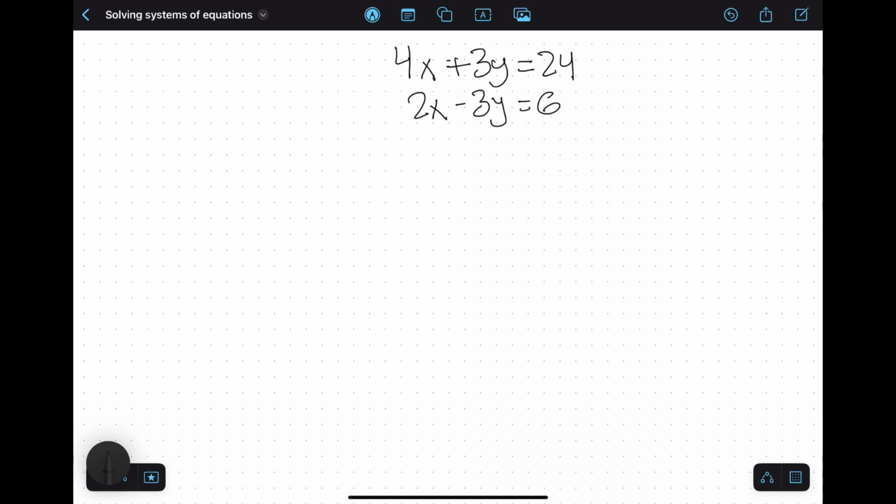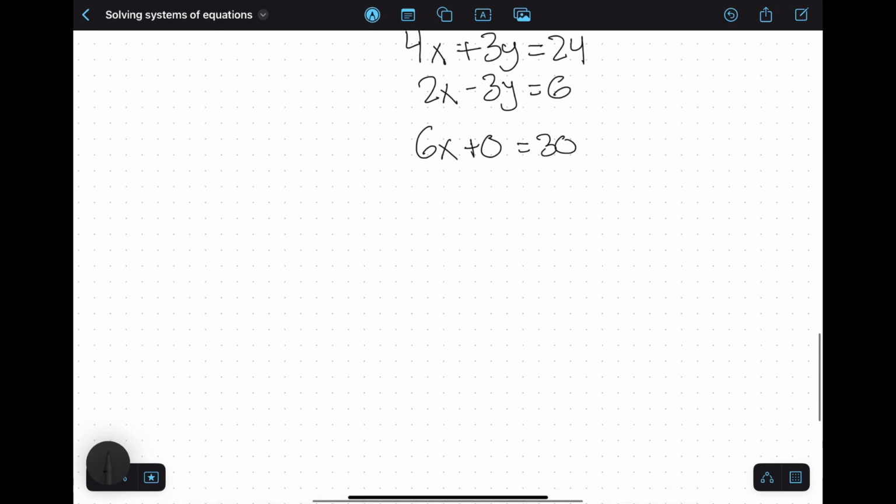Okay, step 1. We're going to add the equations. So right here, we have 4x plus 3y is equal to 24, and 2x minus 3y is equal to 6. If we add both these equations, we will get 6x. The 3y terms cancel out, plus 0, equals 24 plus 6, which equals 30.